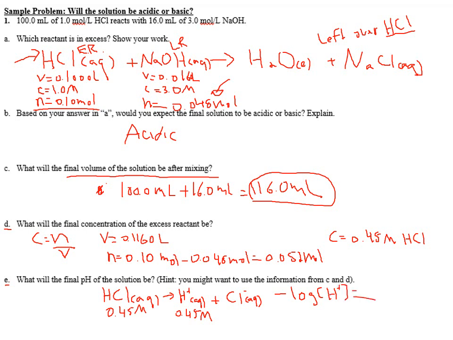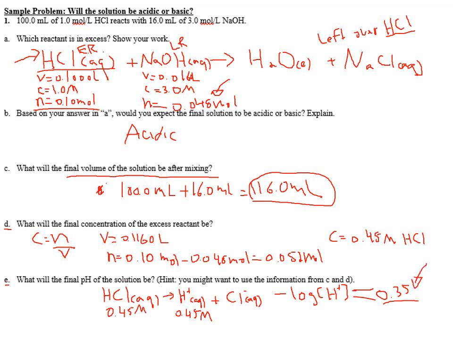And we have a very low pH there, 0.35 is our pH. So our solution is acidic. There's leftover acid. The rest of the solution was neutralized, but the HCl remained because it was in excess, and that's why our pH is low, at 0.35.